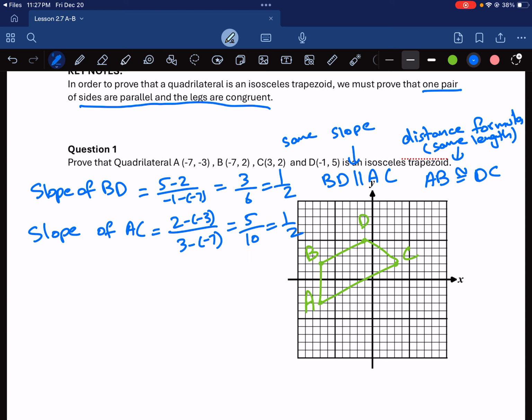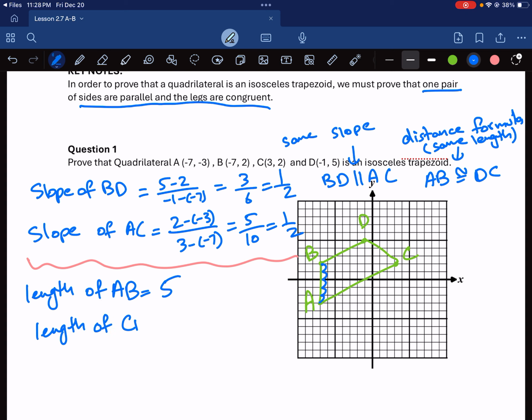Alright, we're halfway done. We just proved that it does have a pair of parallel sides because they have the same slope. Now let's do the other half. Let's show that the legs are congruent. So we're going to find the length of AB. When it comes to AB, you can do the work and find it, but you don't really have to. You can just count it since it's a straight line. And you can see that AB is just 5. So all you have to do now is find the length of CD. For that, you're going to have to use the distance formula. So I'm just going to substitute it in.